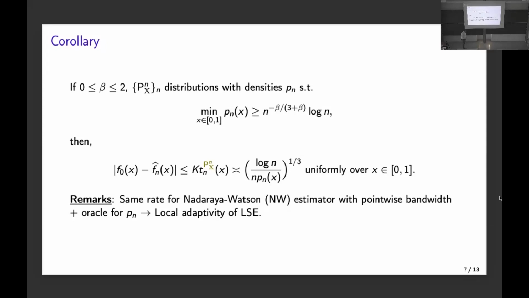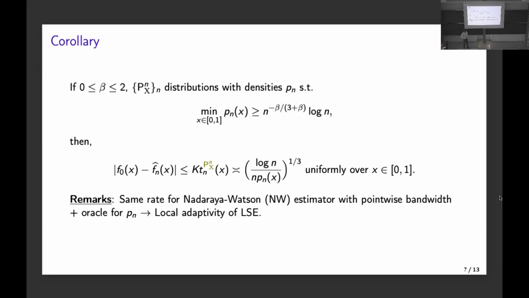And so what is interesting about that is that if you take another Watson estimator and you do the classical optimization of the bandwidth, but this time you allow yourself to optimize the bandwidth pointwise, and you assume that you have an oracle that gives you the density here, then this is the rate that you would obtain. But of course, for least square estimators, as we see, we don't need to have an oracle for the density, and therefore this is what we call local adaptivity of the LSE. But this is a local adaptivity with regards to the distribution, not the smoothness.